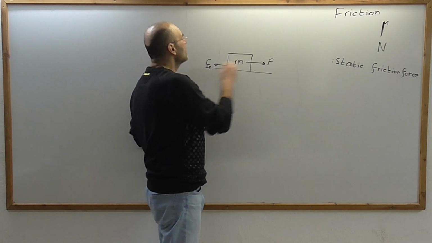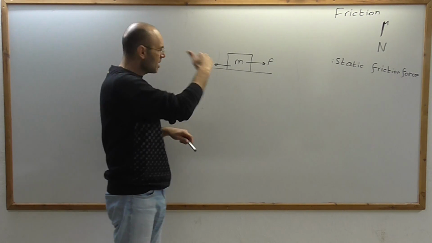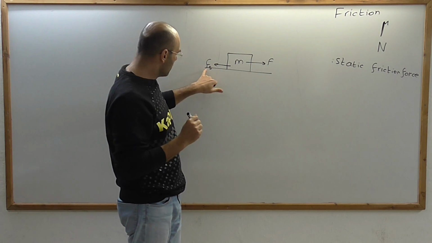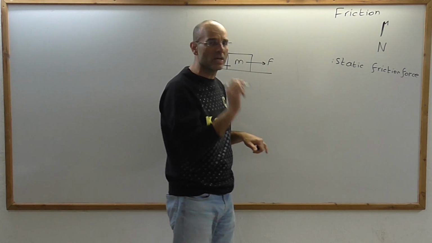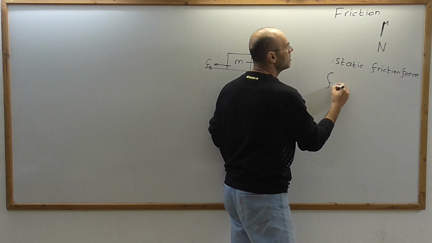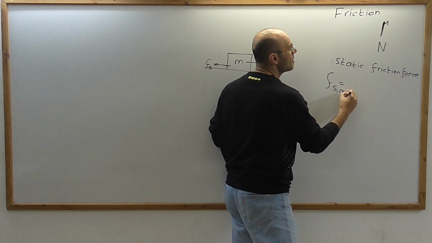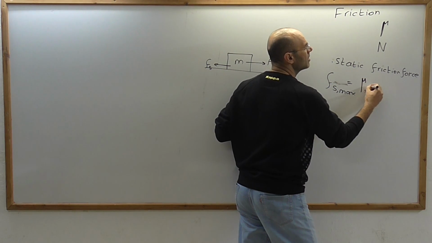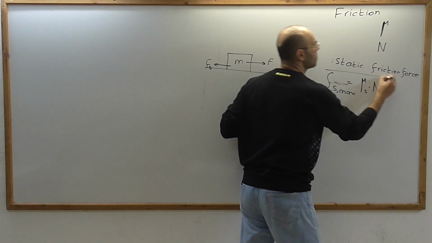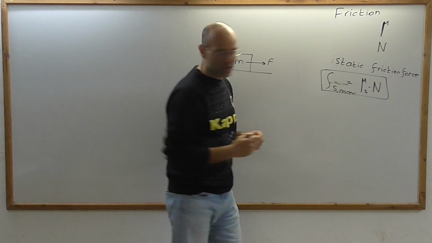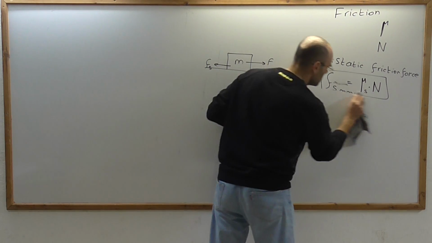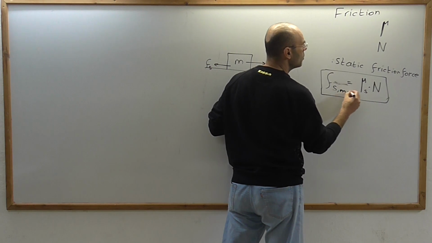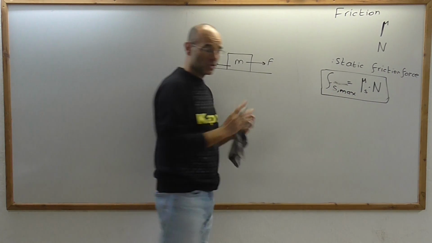Why? Because it has a maximum figure that it can be. So this maximum friction, I want to know how to calculate it. And to calculate it, the equation is Fs max equals mu static multiplied by the normal. This is the first equation we are going to use, and we must understand it very carefully.